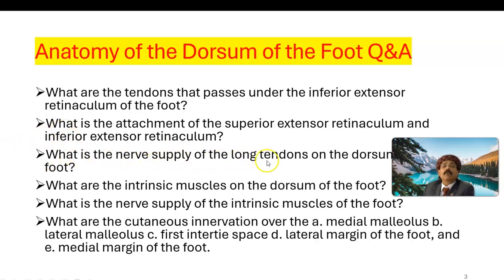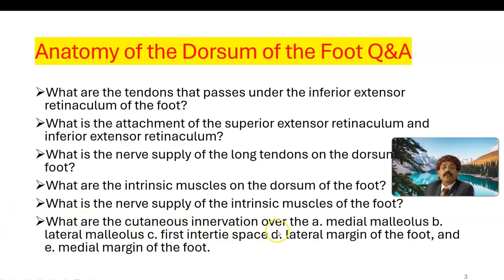What is the nerve supply of the long tendons of the dorsum of the foot? This is the deep fibular nerve. What are the intrinsic muscles in the dorsum of the foot? This is the extensor digitorum brevis. The slip that goes to the great toe is also called extensor hallucis brevis. The nerve supply of the intrinsic muscles of the foot is provided by the deep fibular nerve.